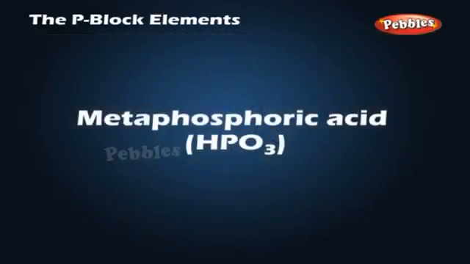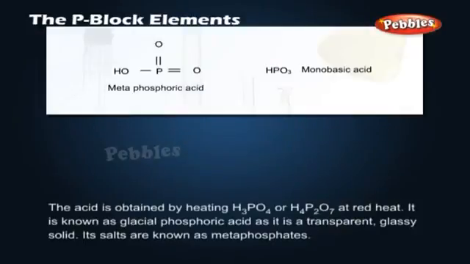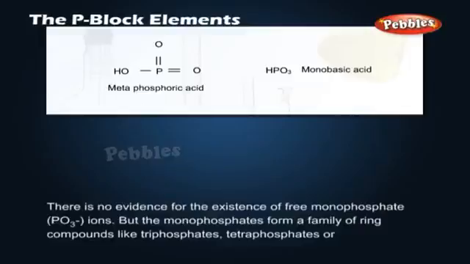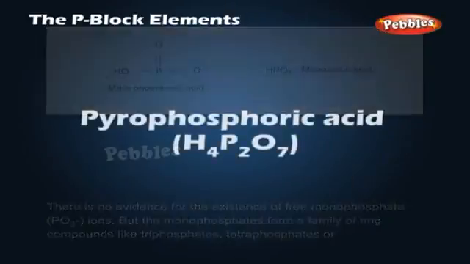Metaphosphoric acid, HPO3. The acid is obtained by heating H3PO4 or H4P2O7 at red heat. It is known as glacial phosphoric acid as it is a transparent, glassy solid. Its salts are known as metaphosphates. There is no evidence for the existence of free monomeric PO3 minus ions, but the monophosphates form a family of ring compounds like triphosphates, tetraphosphates, or polyphosphates.